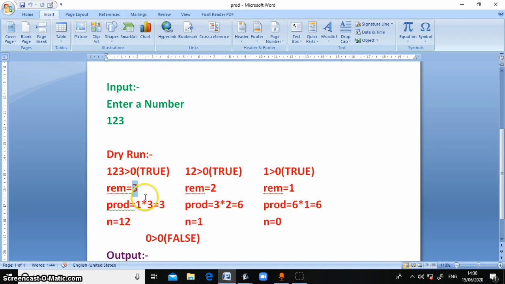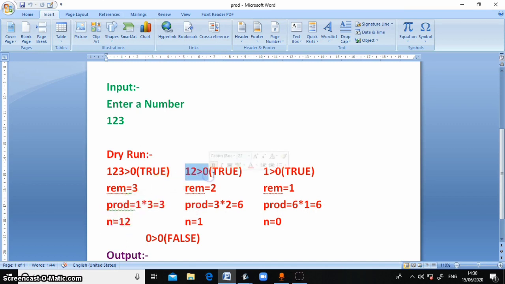prod = prod * rem. Prod was 1, rem is 3, 1 into 3 is 3. n = n / 10. N was 123. 123 divided by 10 gives the quotient, that is 12. 12 is stored in n.